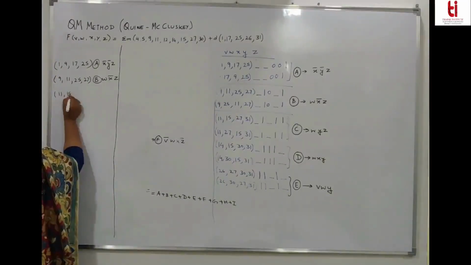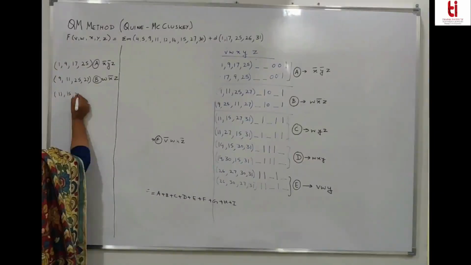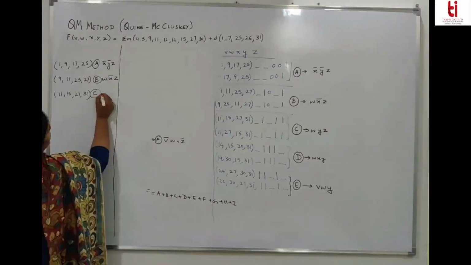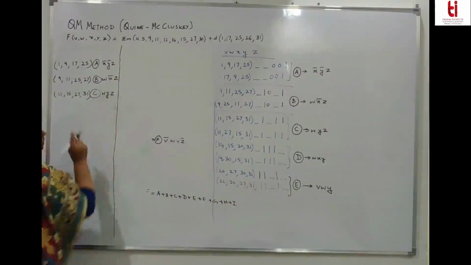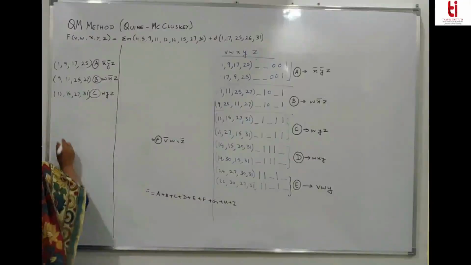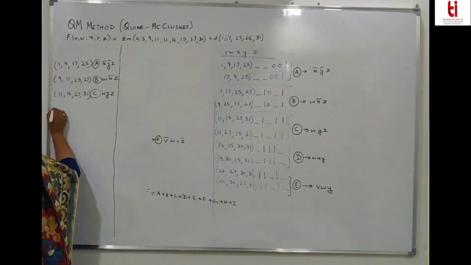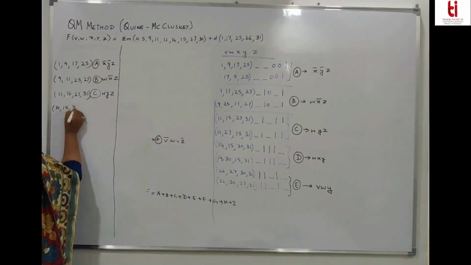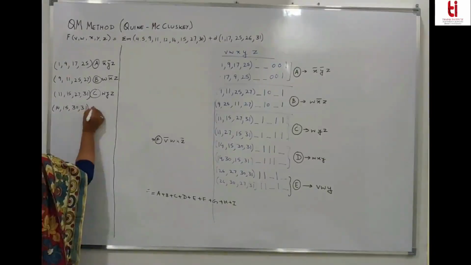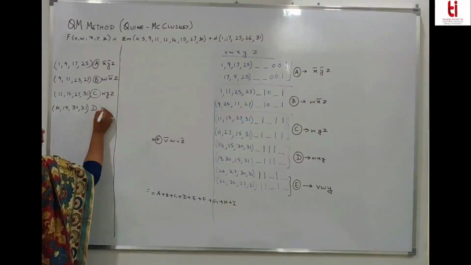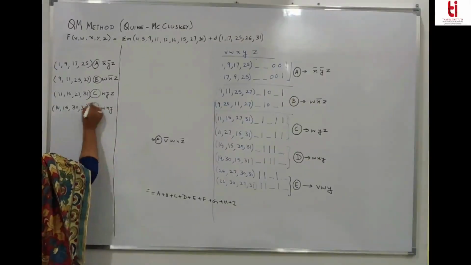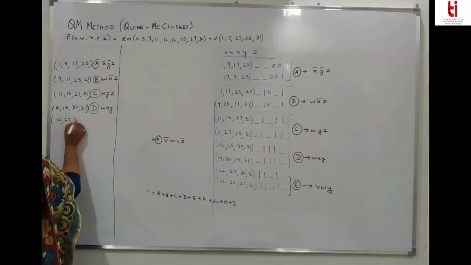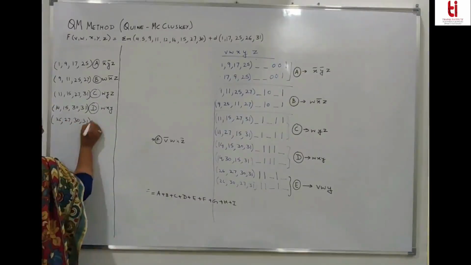11, 15, 27, 31. This is C. What is it? W, Y, Z. There might be a mistake somewhere, no problem, we'll see to it. Then we have D. What is D? 14, 15, 30, 31. This is D. Then we have 26, 27, 30, 31. This is E.